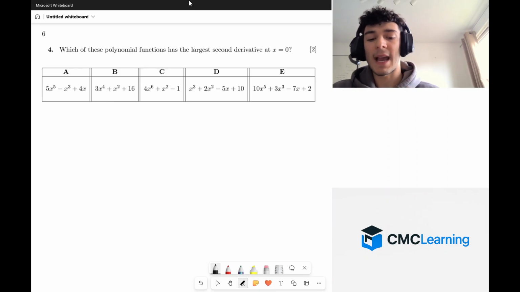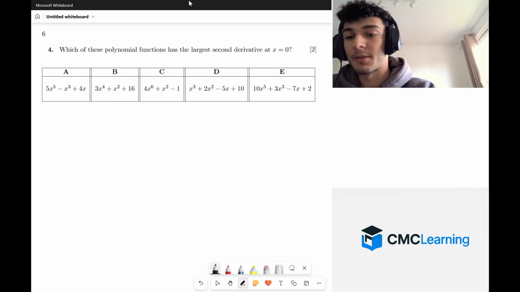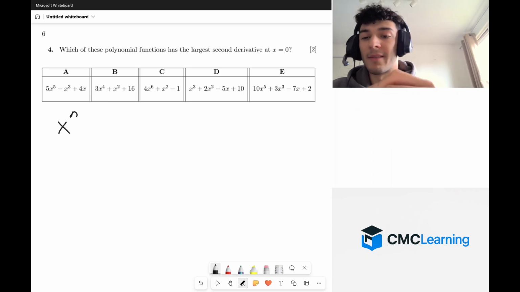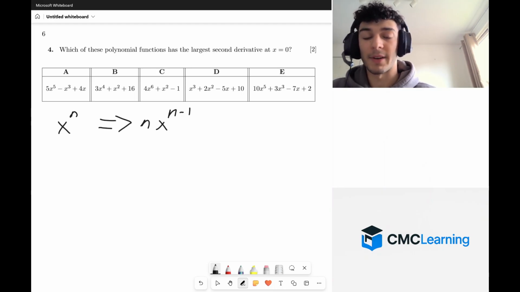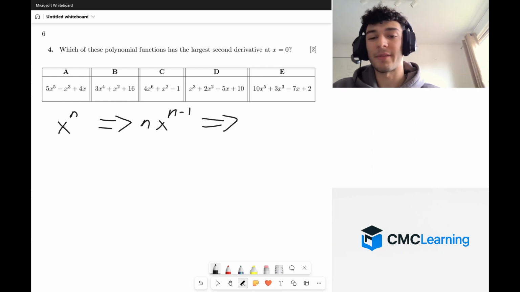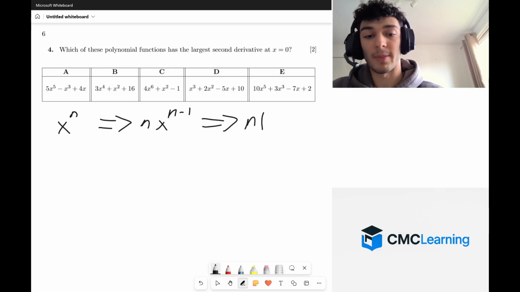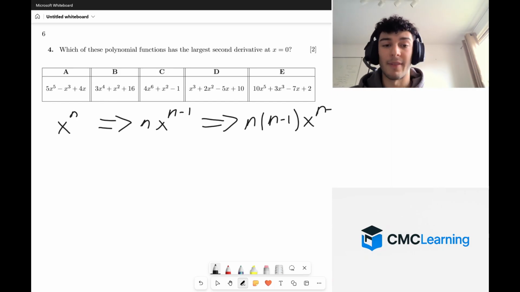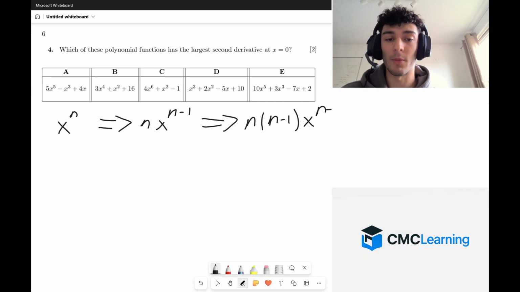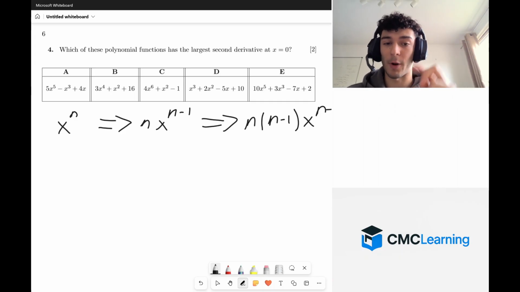Let's keep in mind how we do polynomial derivatives. So for example, x to the power of n. If I do this first derivative, I should get n multiplied by x to the power of n minus 1. And doing that second derivative, I should get n multiplied by n minus 1, x to the power of, in this case, n minus 2. So we're just bringing down that power and taking one away each time.